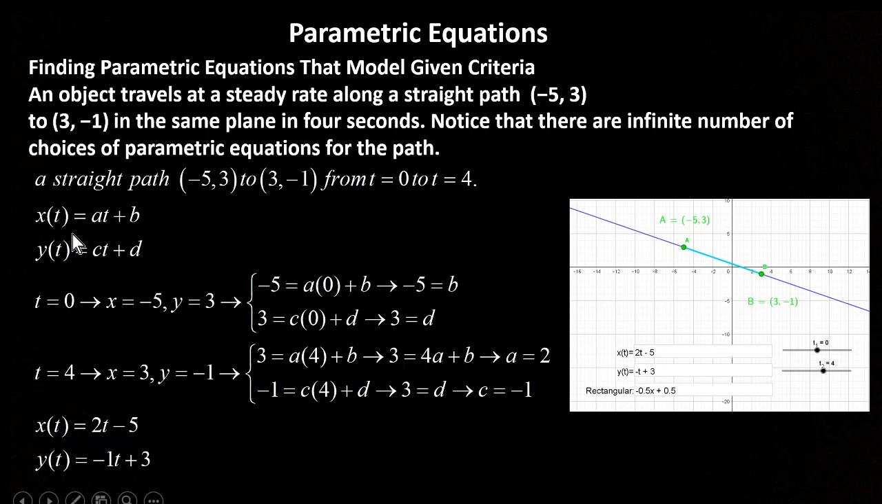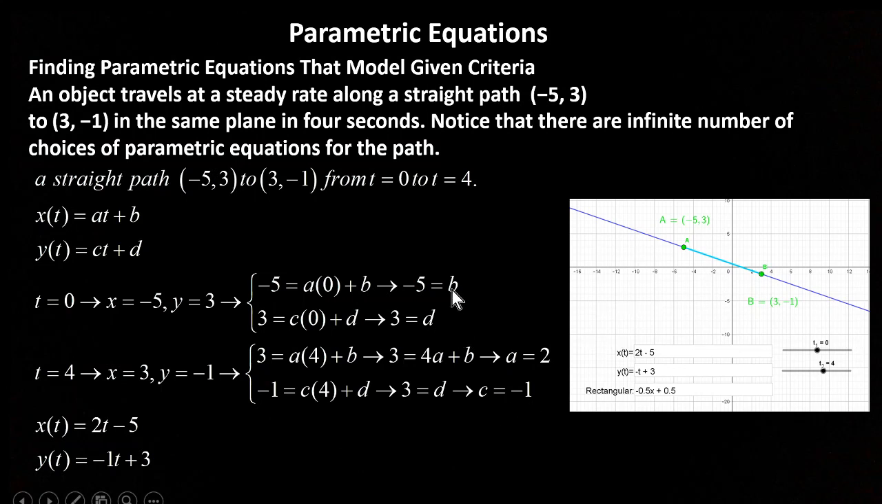So we substitute again in here, x is 3 when t equals 4, and y is negative 1 when t equals 4. So here we go. And from here, we get an equation that shows that a has to be 2 and c has to be negative 1. Because we already know that d equals 3. So if d equals 3, then c is going to be negative 1.